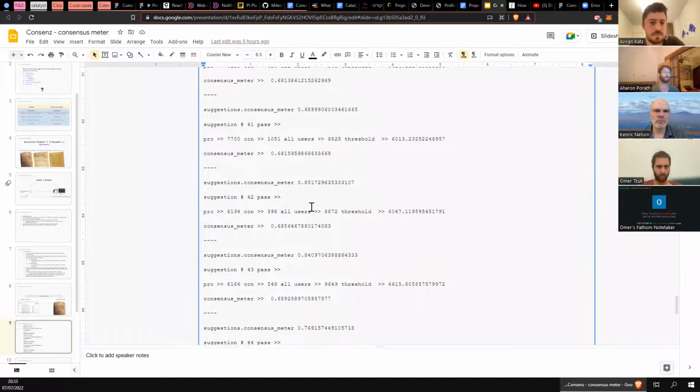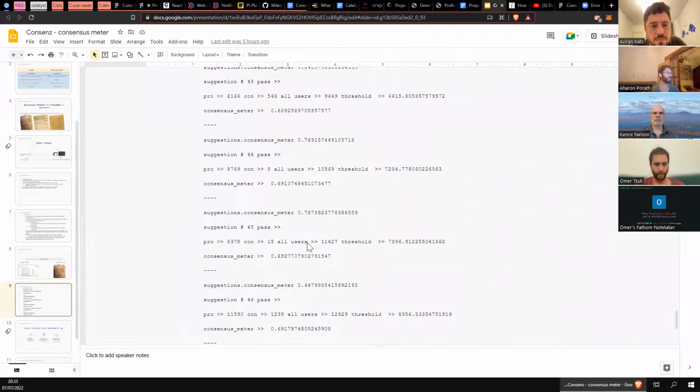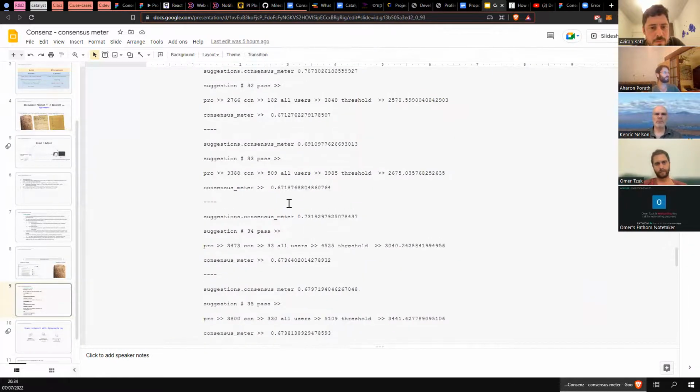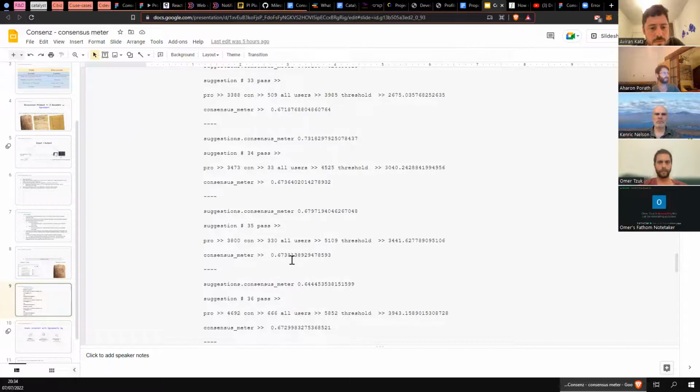Mainly I wish to show that even in large numbers, if I go to the end of the simulation, when we are talking about tens of thousands of people participating in the process, we still have a reasonable threshold. When we have almost 13,000 participants, we have a little less than 9,000 people needed, a threshold of 9,000 for acceptance, and the consensus meter is 0.69. You can also see the pattern where we start with a consensus meter of one and it reduces and reduces, but then it can grow back again.